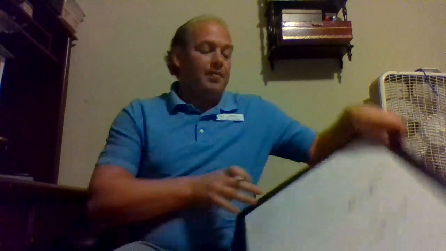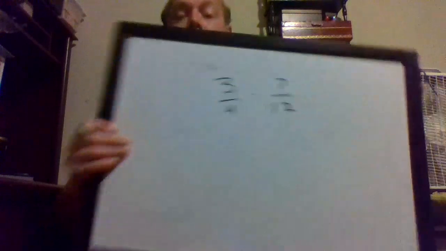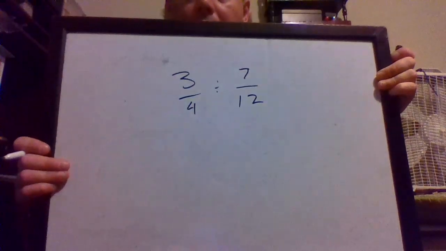So, let's do another one of those. But let's do a little bit bigger numbers this time. 3/4 divided by 7 twelfths. Alright. This is gonna be a fun one. 3/4 divided by 7 twelfths.